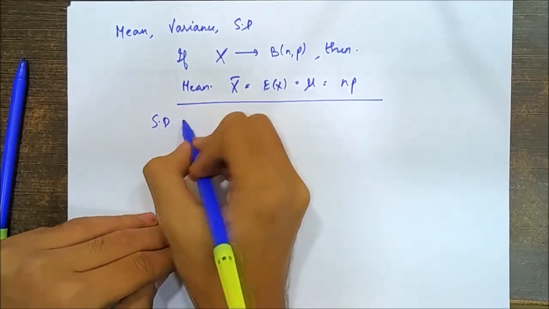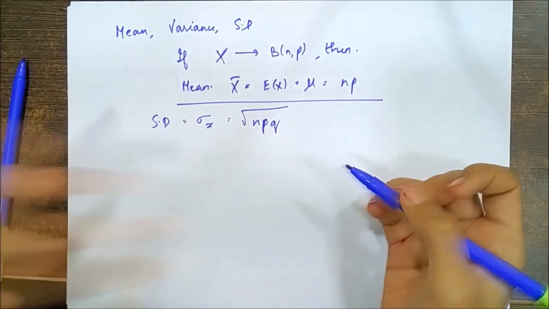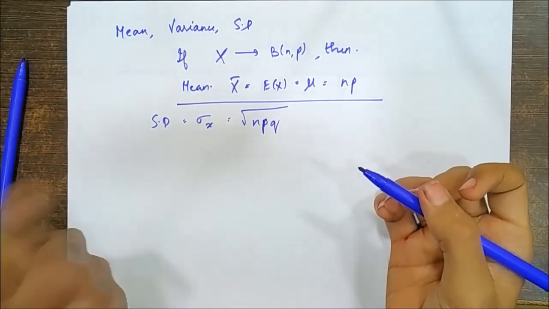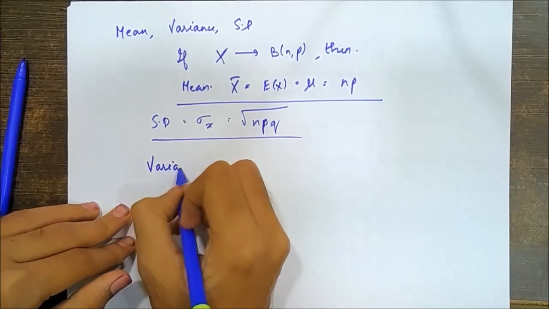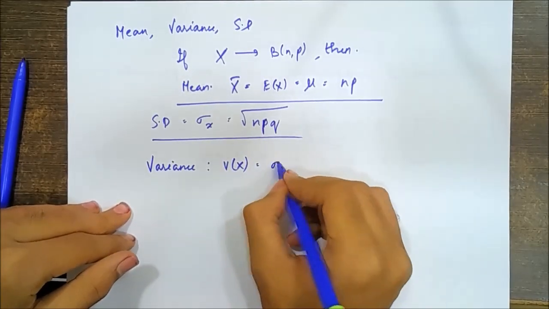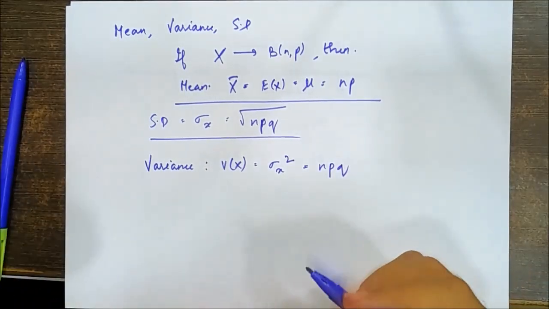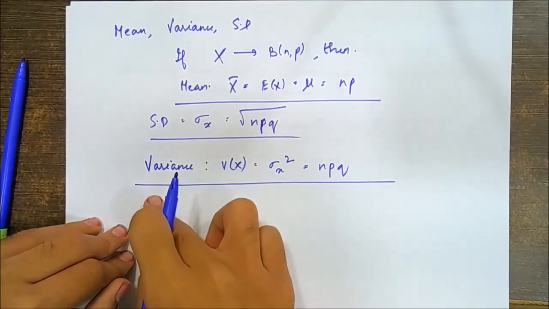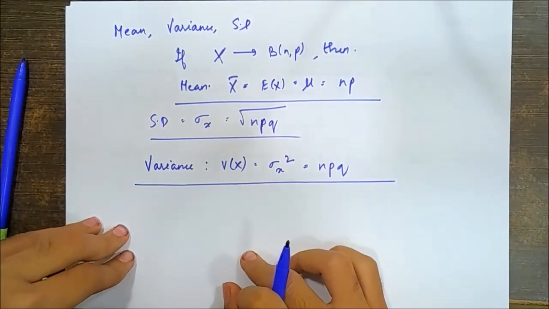The standard deviation is the root of npq. So it is the root of the number of trials into the probability of success into the probability of failure. The third important quantity is the variance. Variance V(X) is sigma square, equal to npq, just the multiplication of the number of trials, the probability of success and the probability of failure. So the product of these three gives us the variance, whereas the root of the product gives us the standard deviation, and n into p gives us the mean.